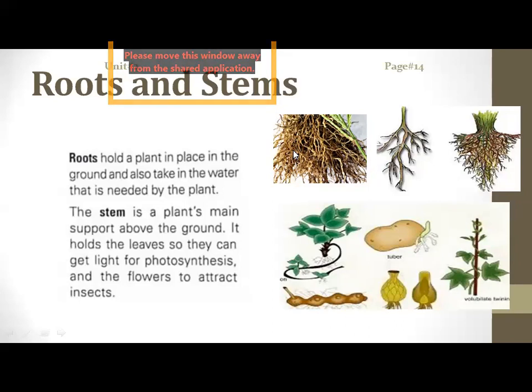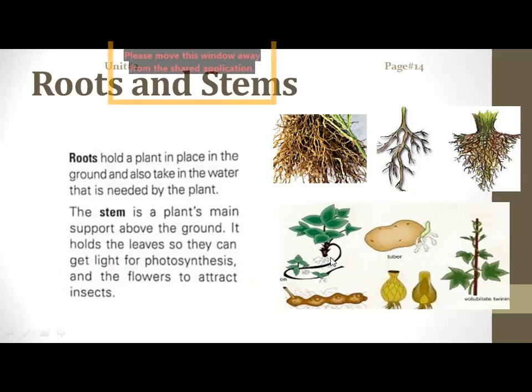The stem is a plant's main support above the ground. Just like the roots are the underground part of the plant, the stem is the outer part of the plant and it supports the plant. It holds the leaves so they can get light for photosynthesis and the flowers to attract insects. It bears buds, leaves, and flowers that will attract insects and birds for pollination.